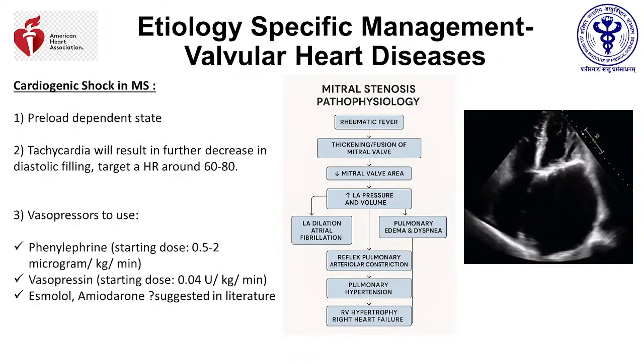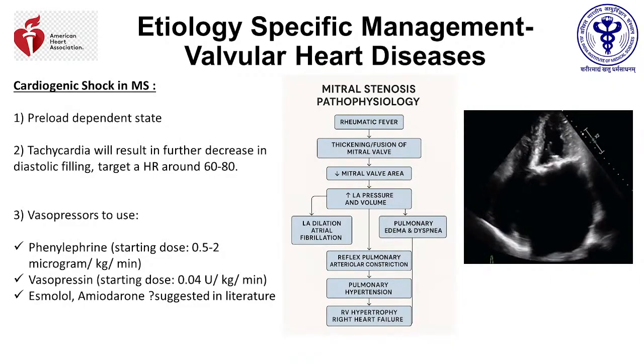So the target heart rate, when a patient with cardiogenic shock and MS presents to the ED, should be around 60 to 80. Now how do we achieve it? It is classified by whether the patient has pulmonary artery hypertension or not. If the patient does not have pulmonary artery hypertension, then the best drug to start is not noradrenaline, it's phenylephrine. Because it is a pure alpha agonist, it will cause reflex bradycardia. It does not have a problem.